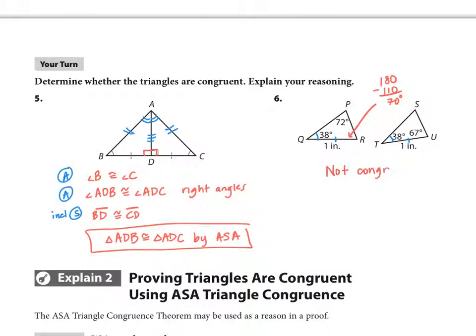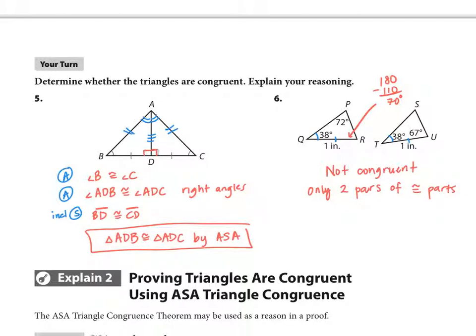So my answer is going to be not congruent. And there are a number of ways that we could explain this. You could include the work that's on the picture, but also you could state that there's only 2 pairs of congruent parts. You could state that angle U does not correspond to either angle P, Q, or R. Something like that.